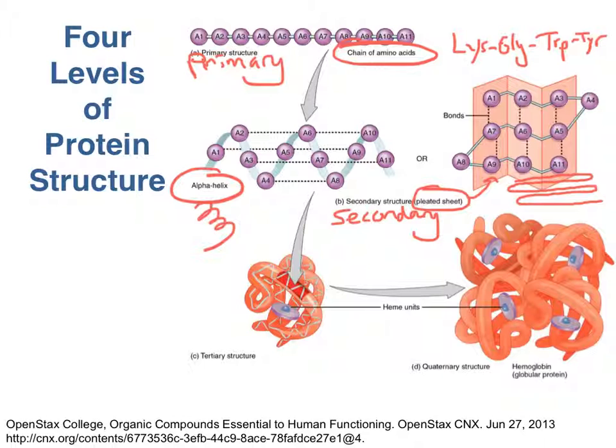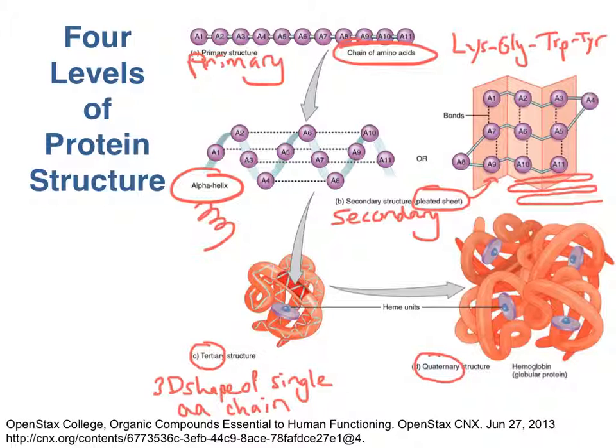Next, you have the tertiary structure. In tertiary structure, this is the 3D shape of a single chain of amino acids. I'm going to abbreviate amino acids AA. So you take a single chain of amino acids, when it takes on its full 3-dimensional shape, that's the tertiary structure. Quaternary structure is when you have 2 or more chains of amino acids interacting.